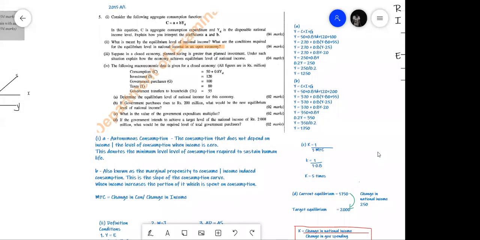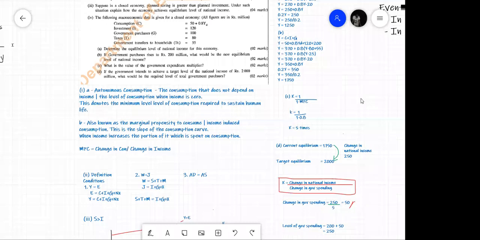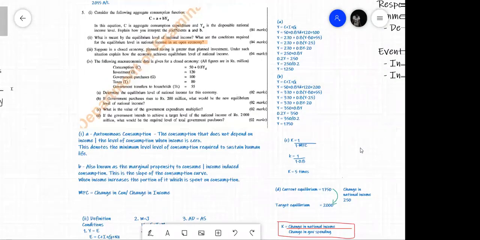Which equation should you use? What do you mean y/dy? YD or Y for what?